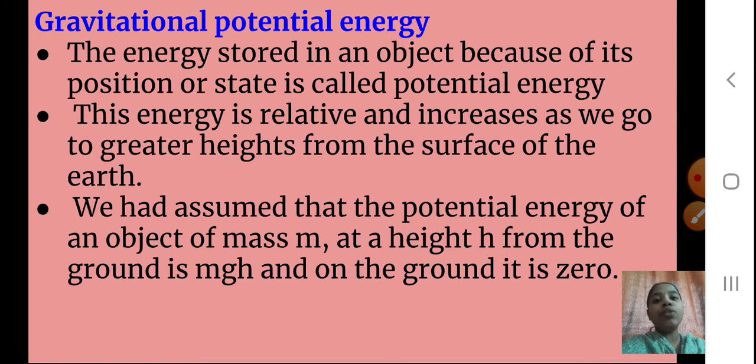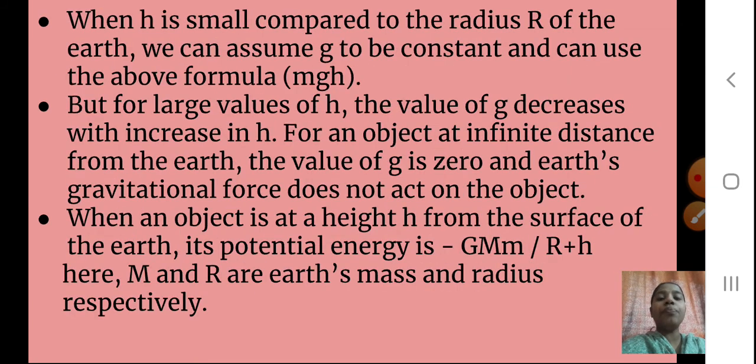The potential energy on the ground, we always take as 0. Okay students, I hope you remember. Here you have to remember P = mgh. Next part, when h is small compared to the radius R of the earth: when h is very small compared to the radius of the earth, we can assume g to be constant and we can use the above formula. You have to take g constant. But for larger values of h, the value of g decreases with the increase in height.